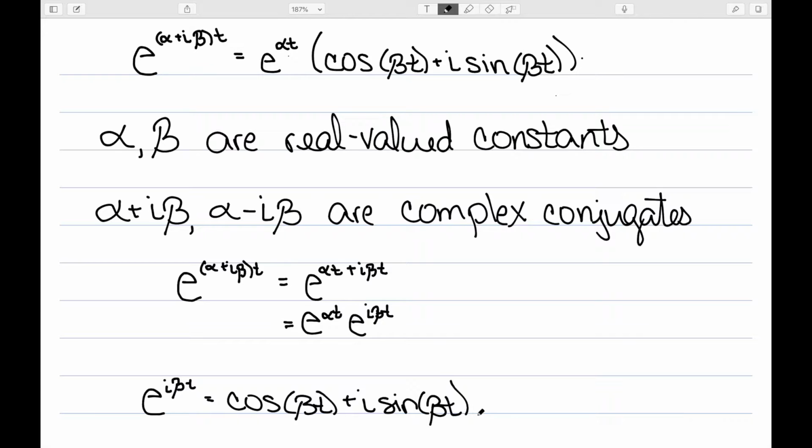And I don't want to just take this for granted. I actually want to see why this might be true. Let's take a closer look at this e to the i beta t. If I consider the Taylor series, this would be the summation from n equal to 0 to infinity of i beta t to the n over n factorial.